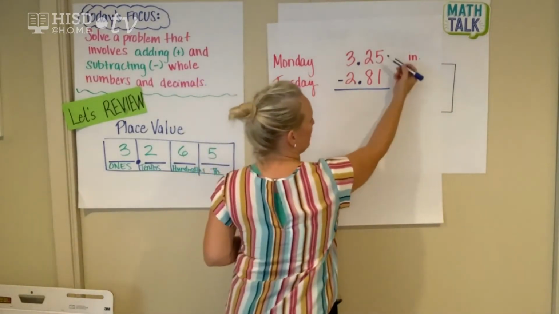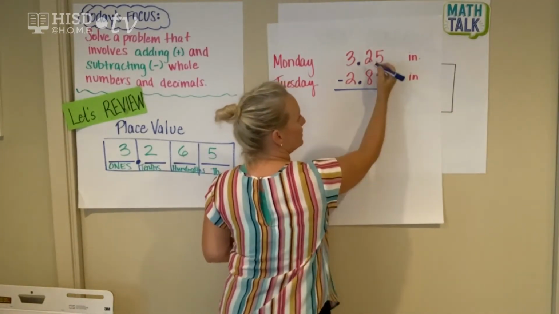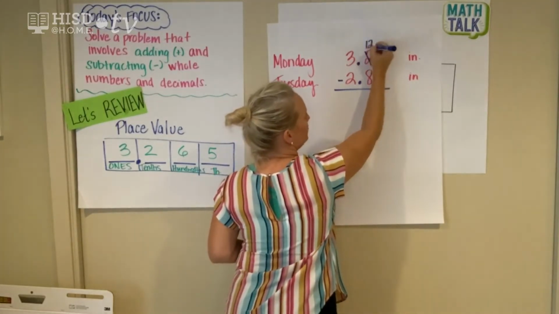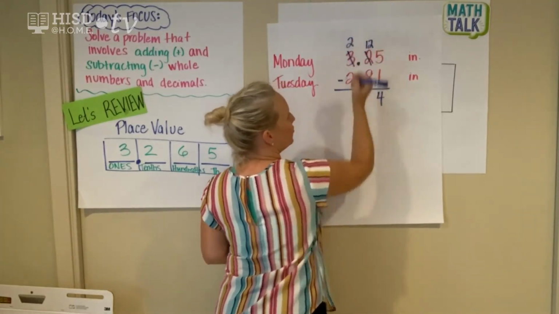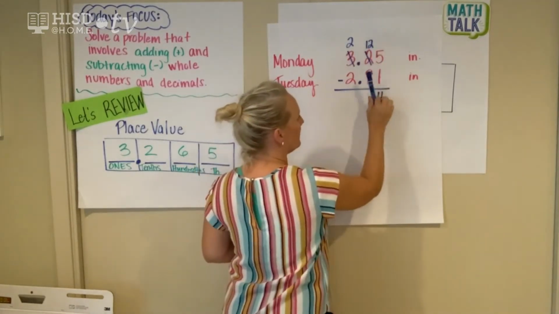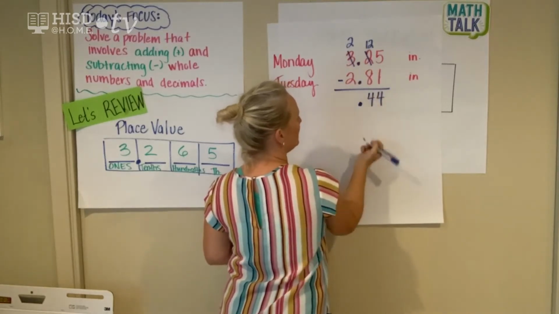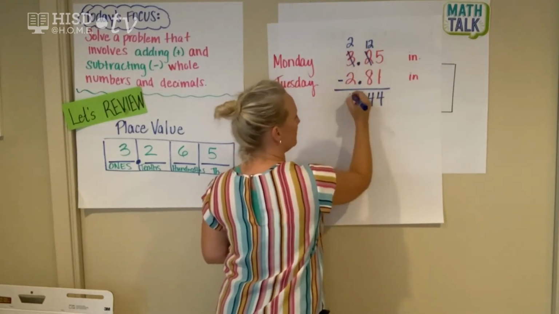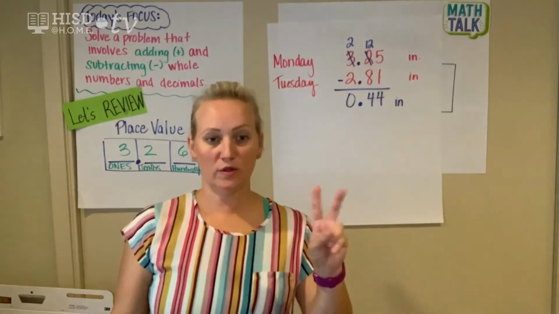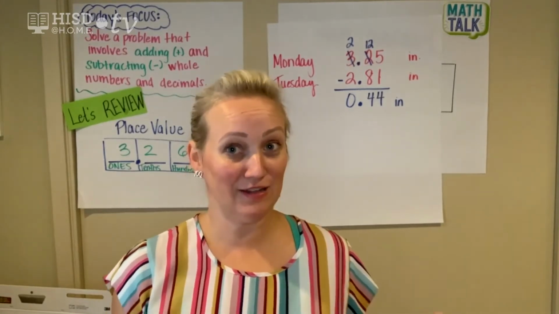3.25. So let's start on the right side. 5 minus 1 is 4. 2 minus 8. Well, we can't do that, so we have to borrow and make this a 12. And we borrowed from one neighbor over, one place value over. 12 minus 8 also gives us 4. Of course, the decimal comes down. 2 minus 2 is 0. So the difference in rainfall between those 2 days is 0.44 inches, so less than half an inch.